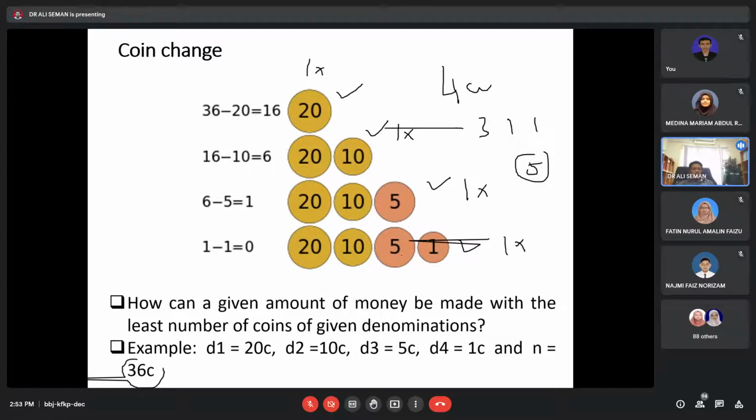If we take 5, of course, we have more coins. In 1, of course, for 36, the maximum is 36 coins. This is the combination. So the goal is to find the least number of coins. That's why we need to choose the highest value of denomination, the value of the coin. Okay, this is actually the coin change. Clear, understand?